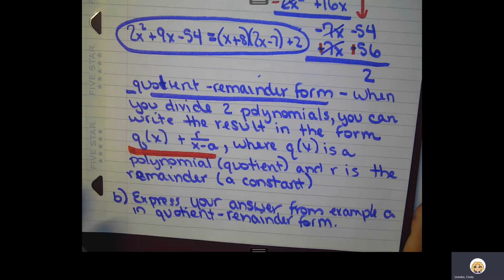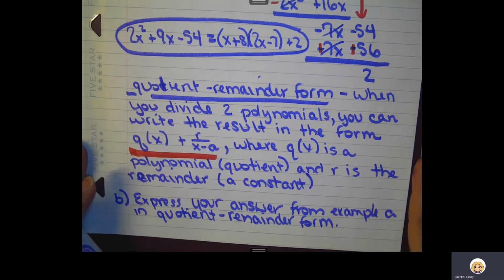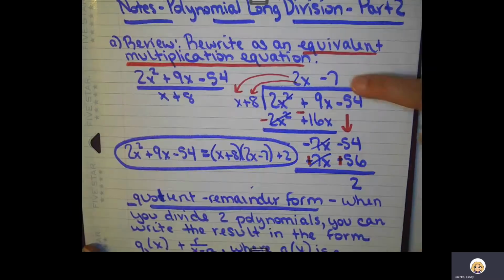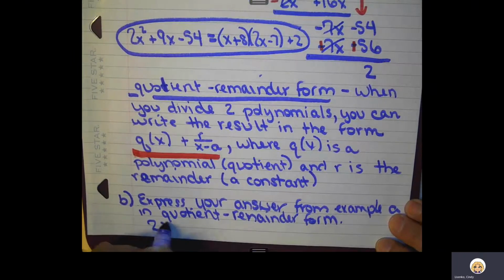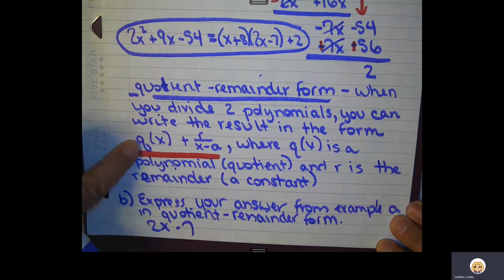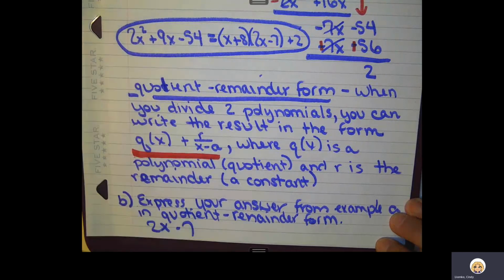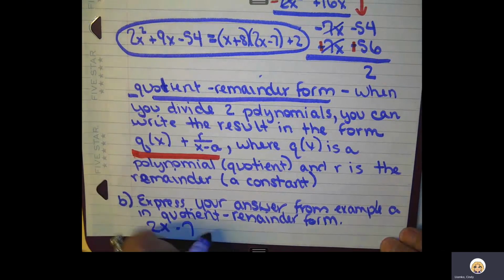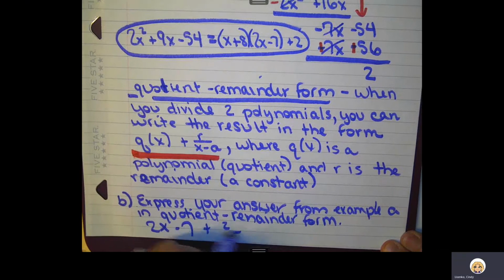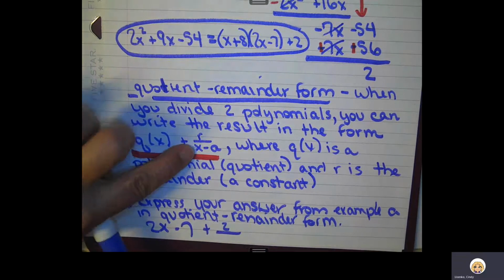Quotient remainder form means you're going to take the quotient, so that's what you got on the top of your division. So that would be this right here, your 2x minus 7. So I'm going to write 2x minus 7. That is your quotient, your q of x. Then we're going to add our remainder. So our remainder was 2, so we're going to put plus 2. But that's going to go over this x minus a.